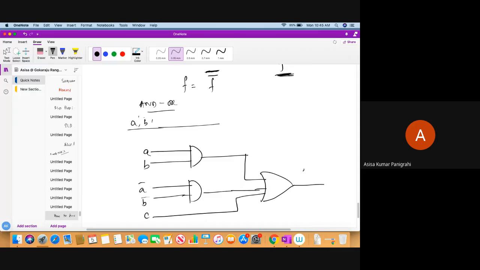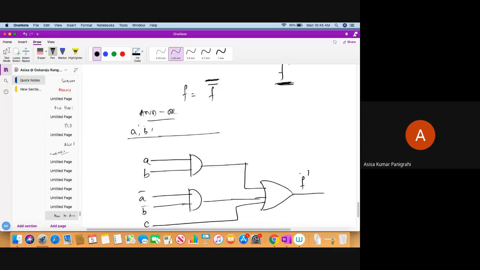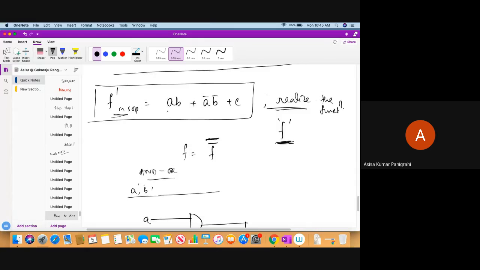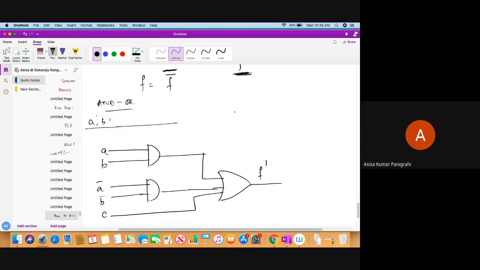And this is my C. So what is this, student? This is my f bar. I am realizing this f bar now. What is my f bar? AB or A bar B bar or C. So I have realized f bar. But in the question, if you are asked to realize the function, what you need to do? Just simply apply a NOT gate here. That will give me the function.